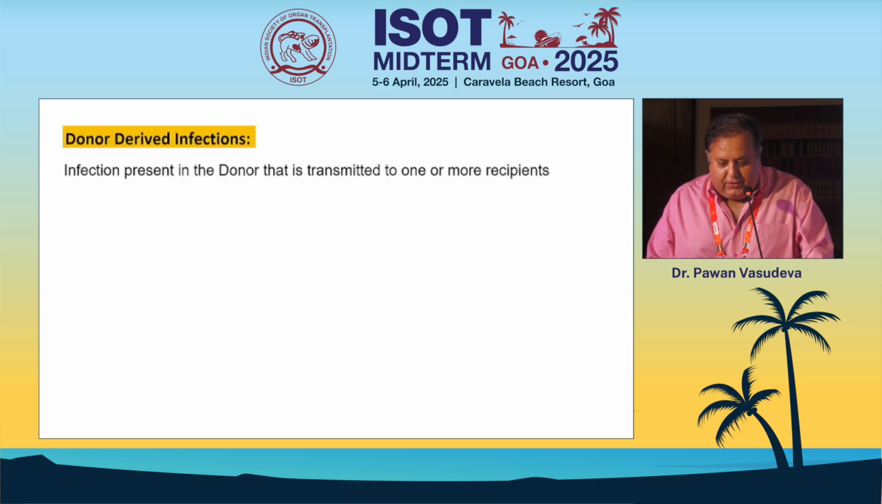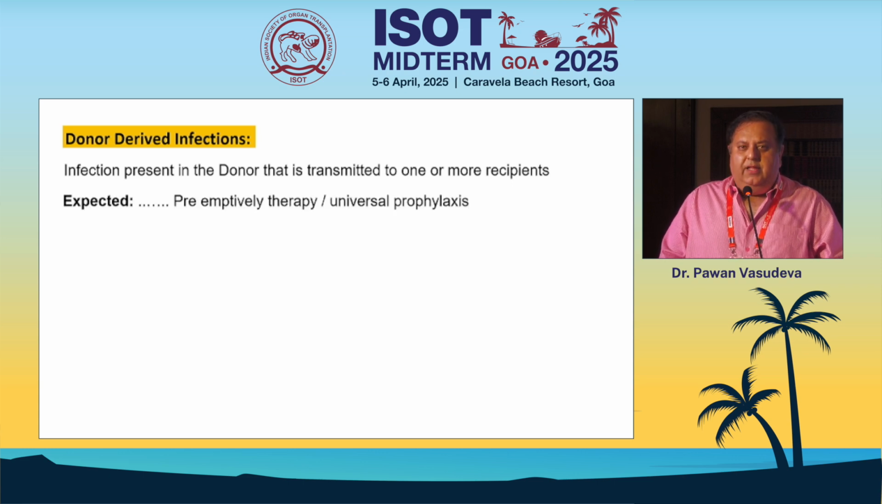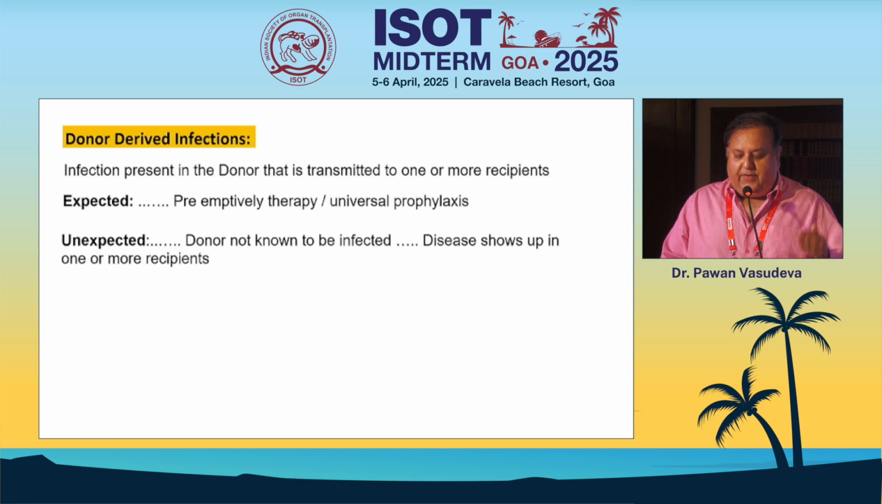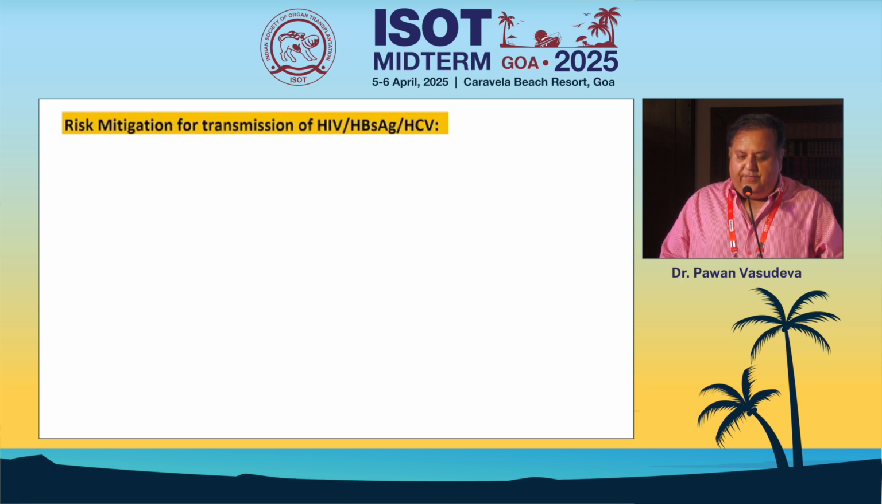So donor-derived infections. These are infections which are present in the donor that are transmitted to one or more recipients. They could be expected, which means it's not a surprise, and then you give preemptive therapy or prophylaxis. Unexpected is when, as far as you're concerned, the donor is not infected, but the disease shows up in one or more recipients. It is fairly uncommon, more common from deceased organ donors. And if you get an atypical course post-transplant or an early infection, it could be a donor-derived infection.